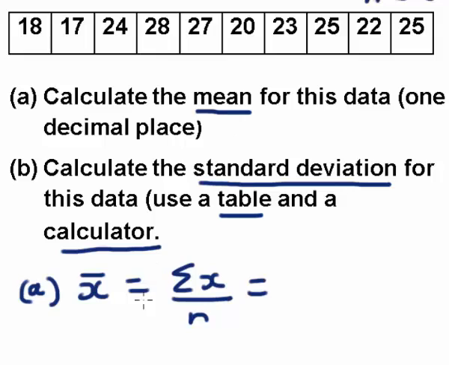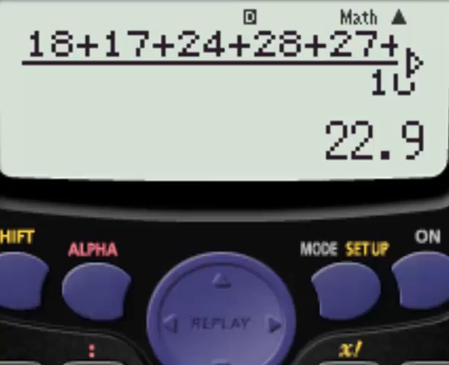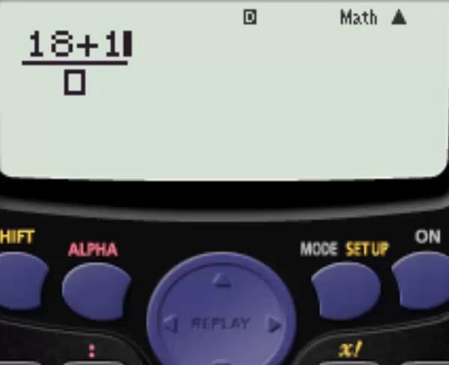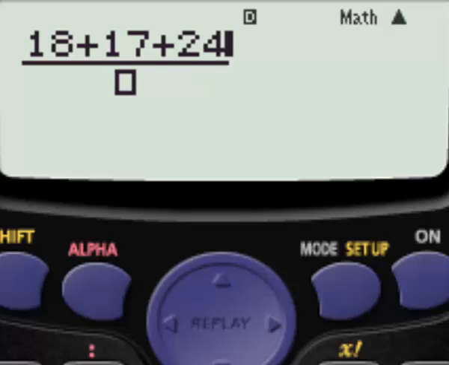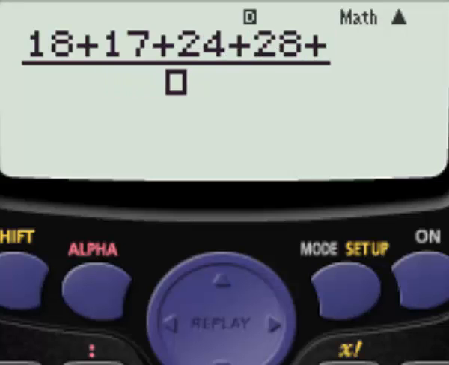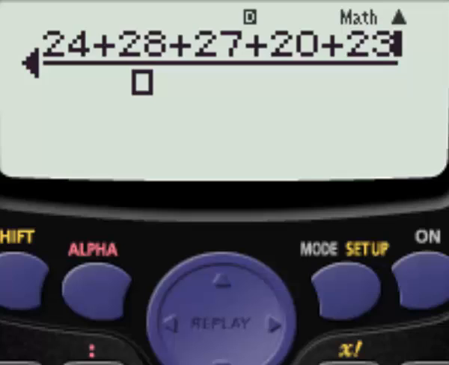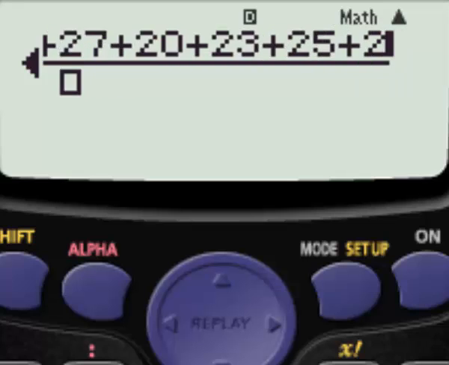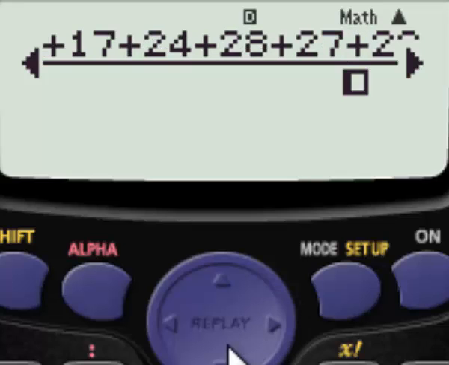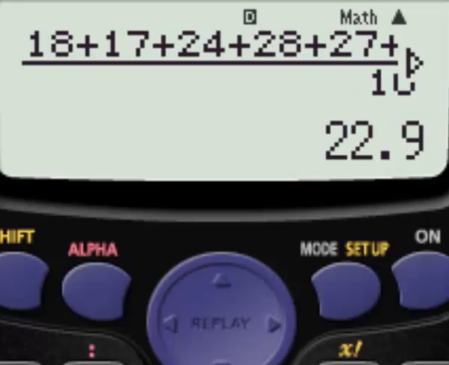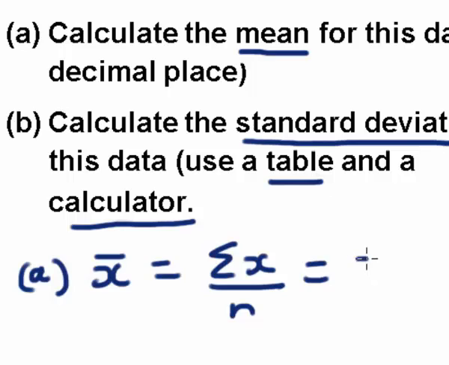Now, if you add up all of these, let's go to the calculator and add them up. Let's get a little fraction button here. I'm going to do it quickly. It's 18 plus 17 plus 24 plus 28, we're adding them up, 27 plus 20 plus 23 plus 25 plus 22 plus 25, and then we divide that by the number of scores, which is 10. We get 229 over 10, which is 22,9. Okay, so that is your mean, 22,9. Great, so the mean is sorted.